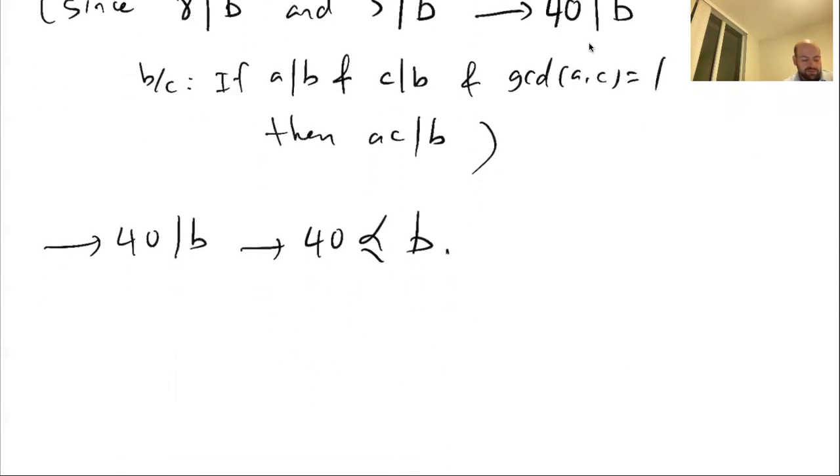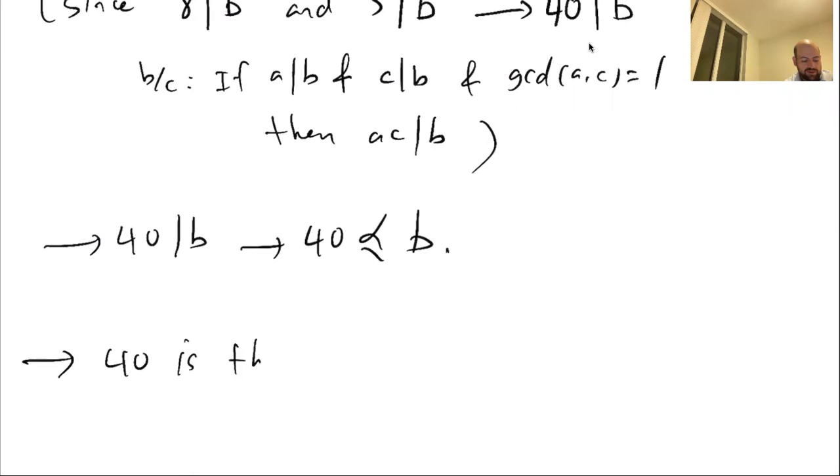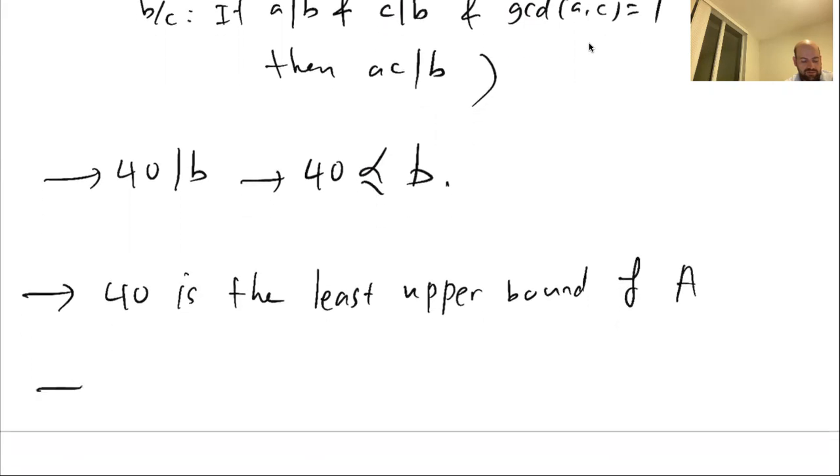Well, that's it. So we showed that 40 is the least upper bound. So it's an upper bound, and among all other upper bounds it is the least one. So 40 is the least upper bound of A, and that means the supremum of A is equal to 40.